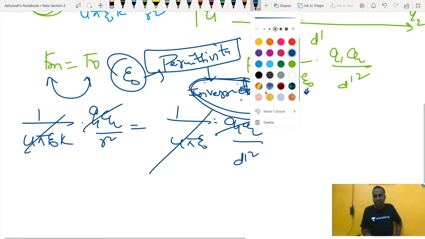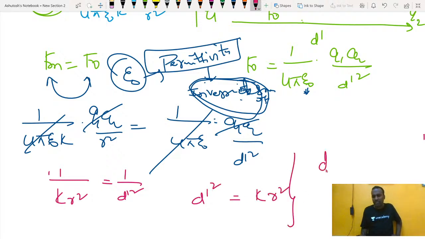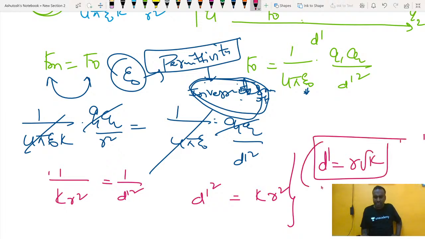The remaining term, if you consider, 1 by 4 pi epsilon gets cancelled as usual. 1 by k r square is equal to 1 by d dash square. So finally d dash square is equal to k r square. Then d dash is nothing but r root k. That is the reason when you remove the medium, you need to increase the separation to r root k times.